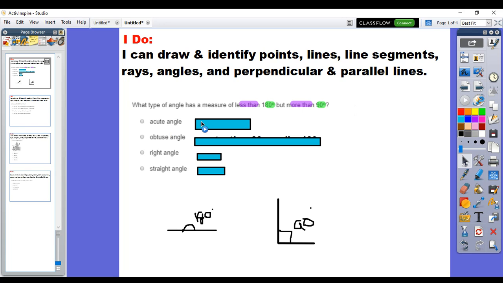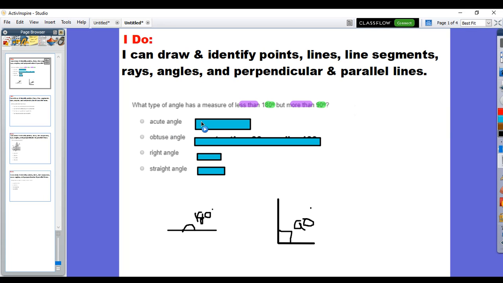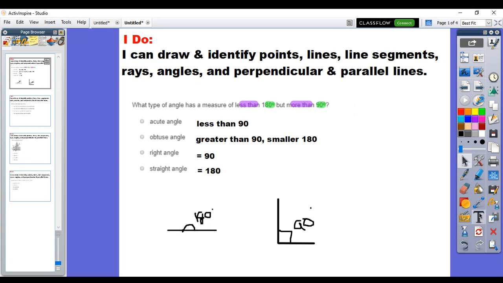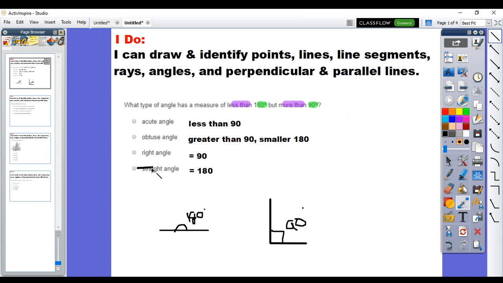If we look at an acute angle, remember an acute angle is small. It's your baby angle. It's smaller than or less than 90. An obtuse angle is going to be bigger than 90, but it's going to be smaller than 180 degrees. It's kind of right there in between 90 and 180. All right. A right angle, we've already talked about, it's exactly 90 degrees. It's going to make a corner. And a straight angle is a straight line. It's 180 degrees.